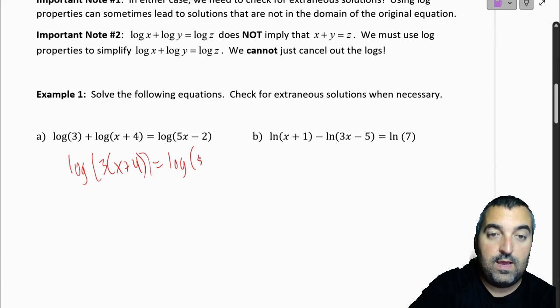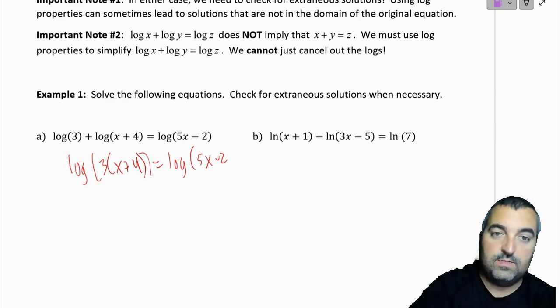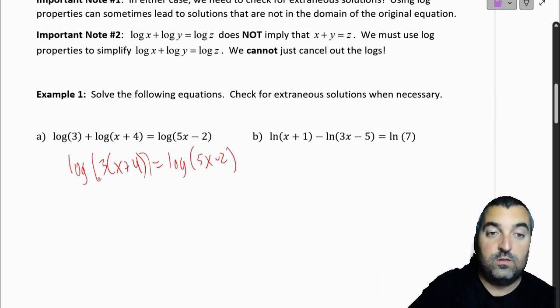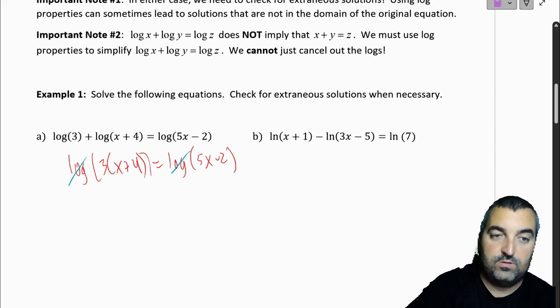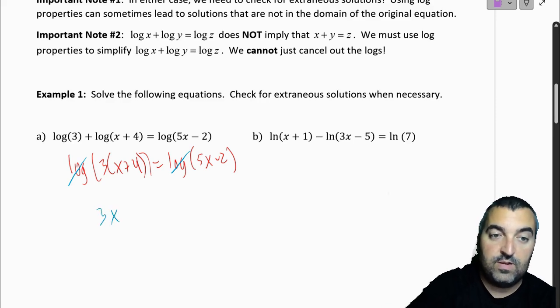Okay. And now I have that form 2, where it's a log equals a log. So this is where I can cancel them out. If you cancel them out too early, you're going to get a very different and incorrect answer. So now I'm going to distribute out this 3.